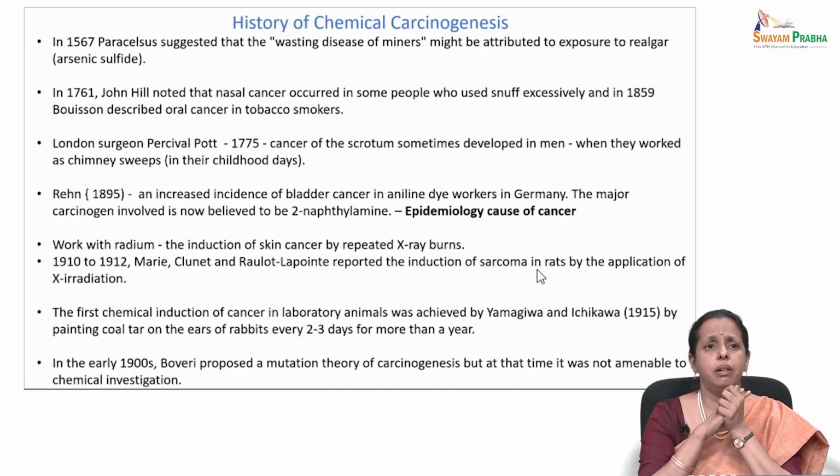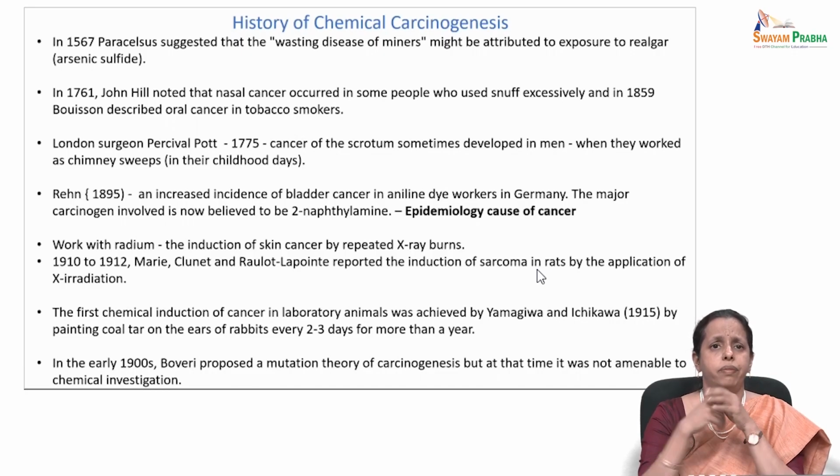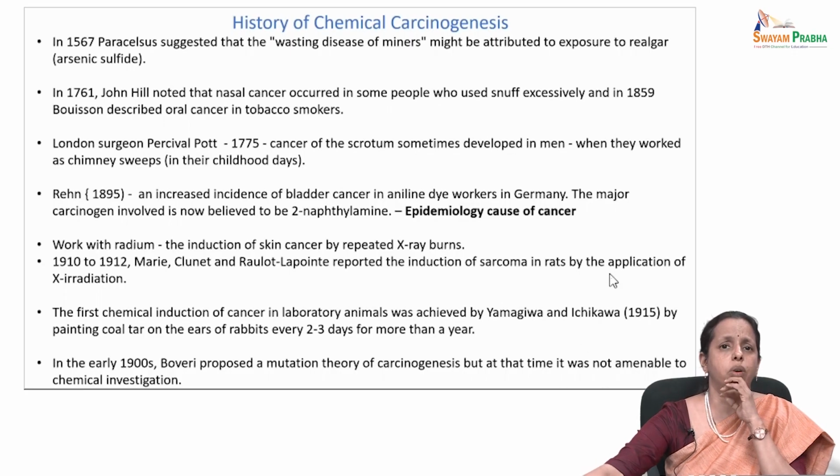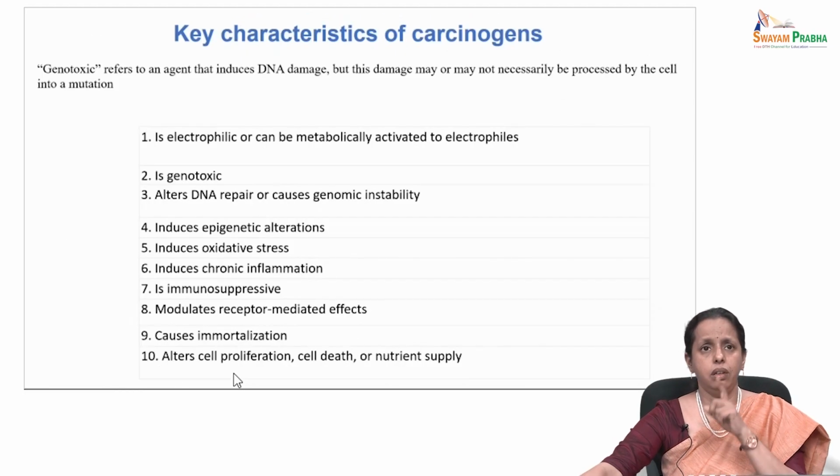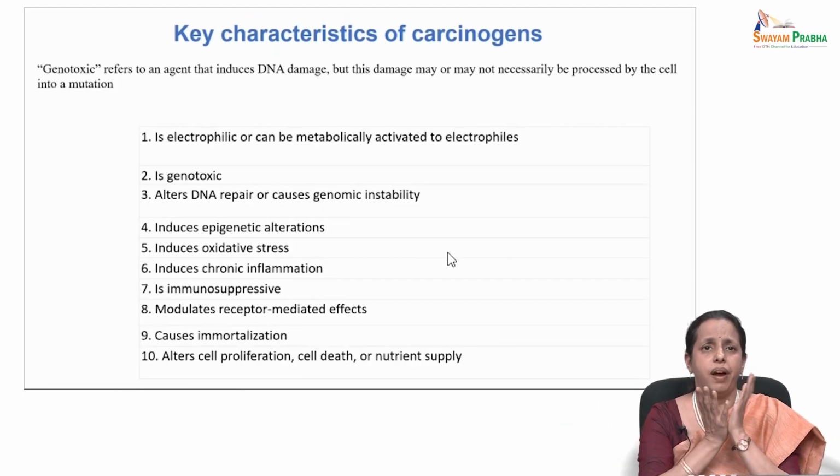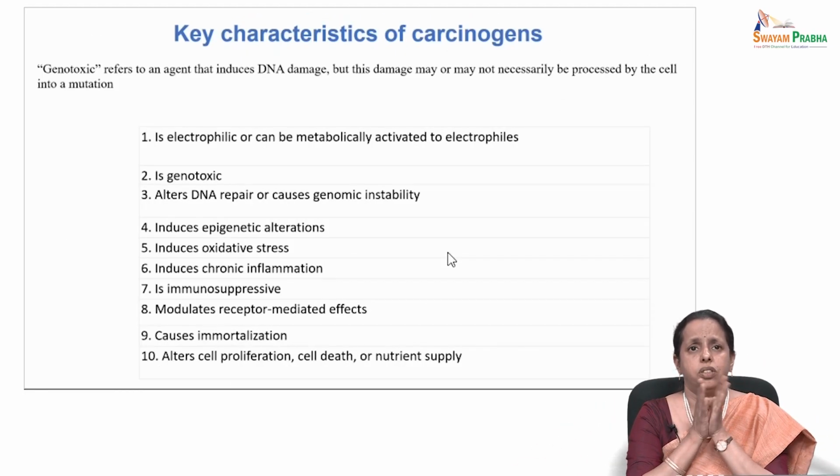Then again, along with the history, as I mentioned, work with radium. The incidence of skin cancer from repeated X-ray burns was reported. Then another group reported the induction of sarcoma in rats by X-ray radiation. This we have also discussed, painting coal tar on the rabbit ears. Then further, what exactly we defined, what exactly are carcinogens.